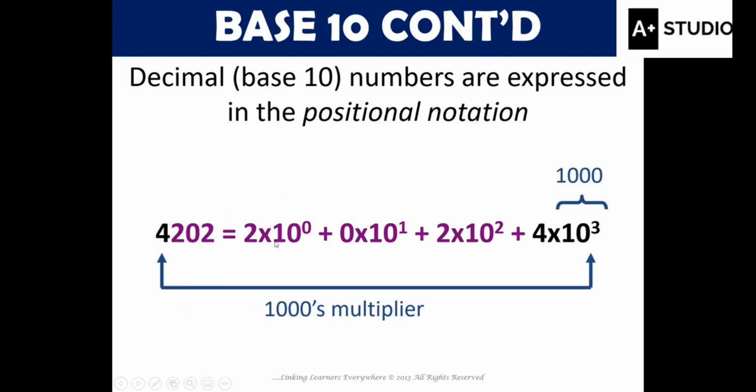When you evaluate this, 2 times 10 to the power 0 gives you 2. 0 times anything is 0. 2 times 10 to the power 2 gives you 200. So 2 plus 200 gives you 202. Then 4 times 1,000 gives you 4,000. So 4,000 plus 202 gives you 4,202. This is why this number is in base 10.